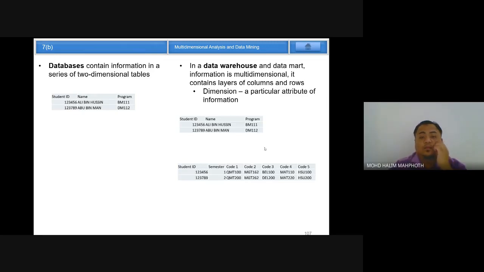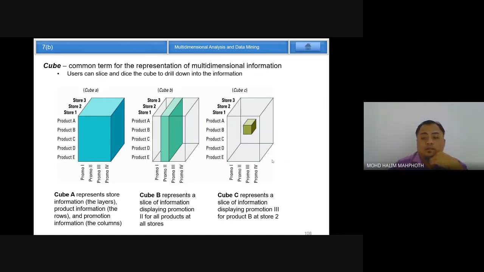The next term: we can call this extraction of information a cube. So what is actually a cube? A common term for the representation of multi-dimensional information. We can treat the data that we extract from the data warehouse as a cube. Here we have a number of dimensions.